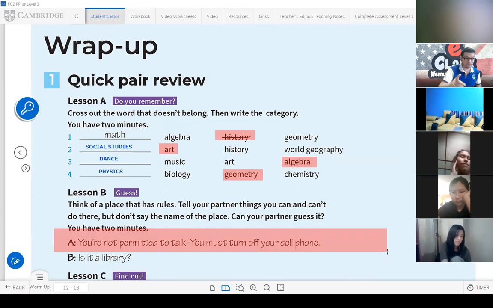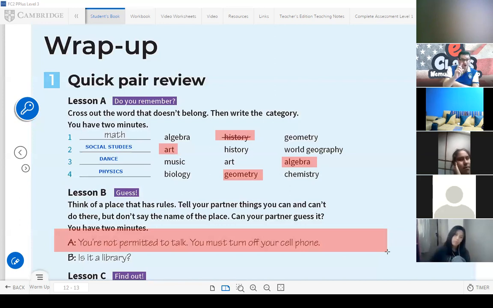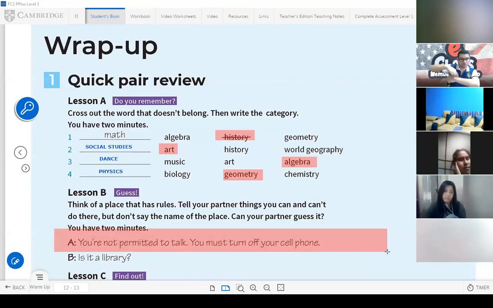I'm gonna go first. Yeah, look, this place, you are not permitted to run. You must wear a swimsuit.